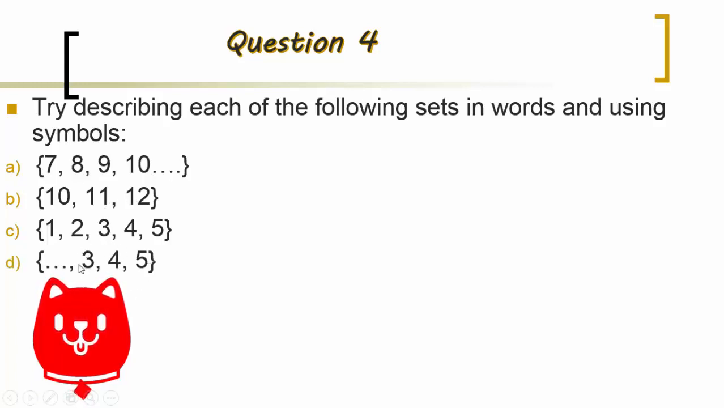But in D, we have something slightly different here, because if we go on and on forever in the negative numbers, we're not just going to have the natural numbers, we'll start including the whole numbers and the integers. So this means the set of all integers from 5 to negative infinity. So how do we express all of this using the set builder notation?